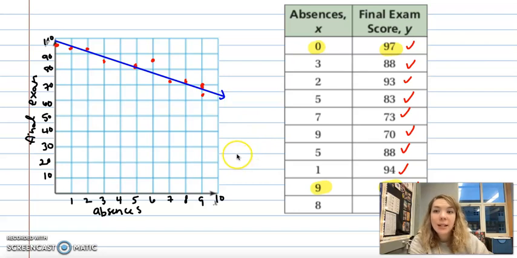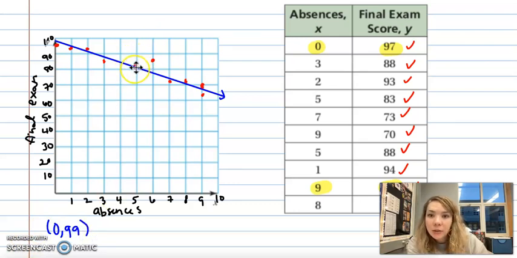Now to write the equation for this line of fit, it looks like I would roughly be up here. I would even say it's 0.99. I'm not quite at 100. So I'm going to use the point (0, 99) for my intercept. And then the other point it looks like it's going right through here is (5, 80). So I'm going to do that next, (5, 80).